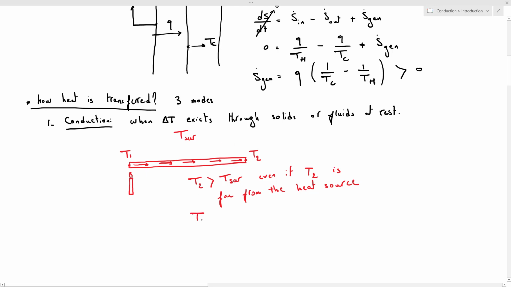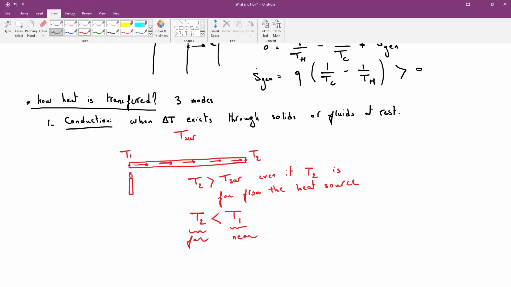However, T2 should be less than T1 since T1 is near the heating source and T2 is far from the heating source. So this is near and this is far. Okay, so this is the first mode of heat transfer.